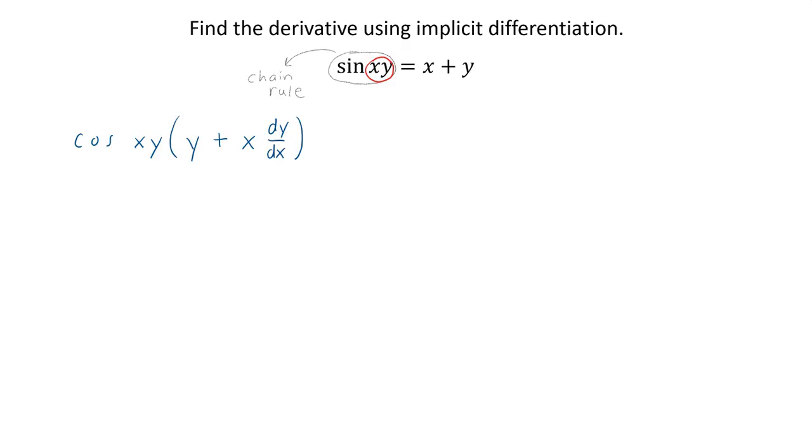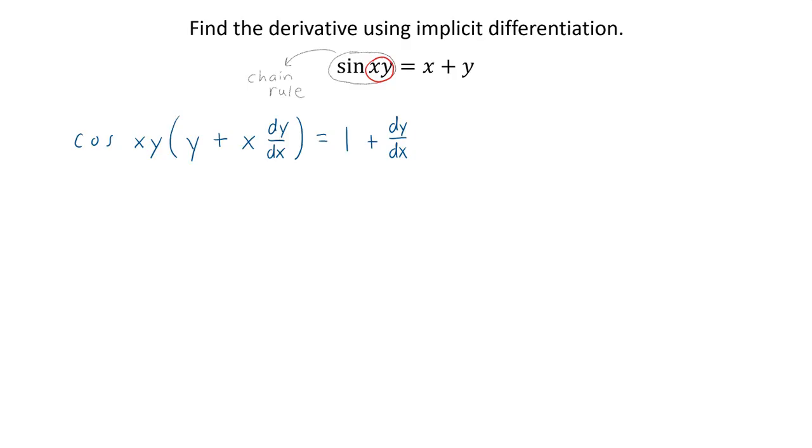Now let's look at the right side. We can differentiate the right side term by term. The derivative of the first term, x, is 1. And the derivative of the second term, y, is dy over dx. And remember, the name of this game is to solve this equation for dy over dx, because that is the derivative of y with respect to x.